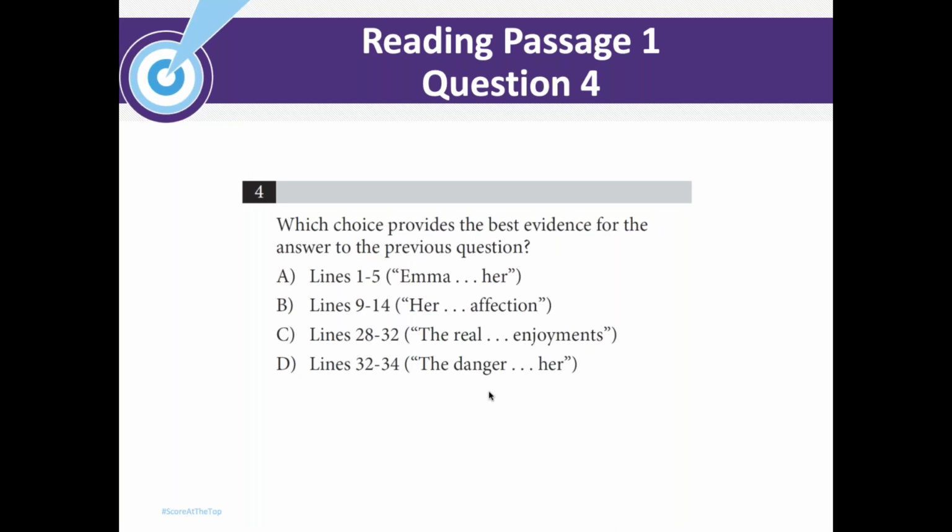And question 4, which choice provides the best evidence for the answer to the previous question? This is going to be C, lines 28 through 32. In this selection, it talks about how she thinks a little too well of herself. So that's my evidence and my support for her feeling self-satisfied. So 3 is B, 4 is C.